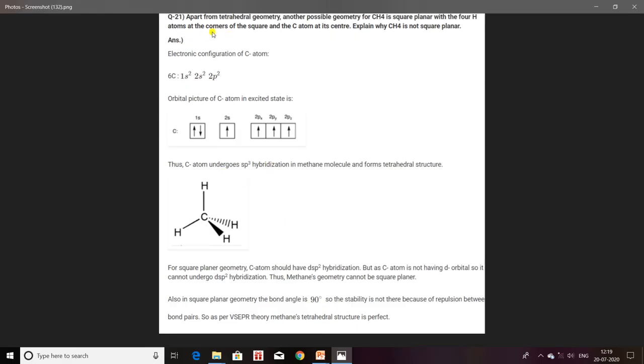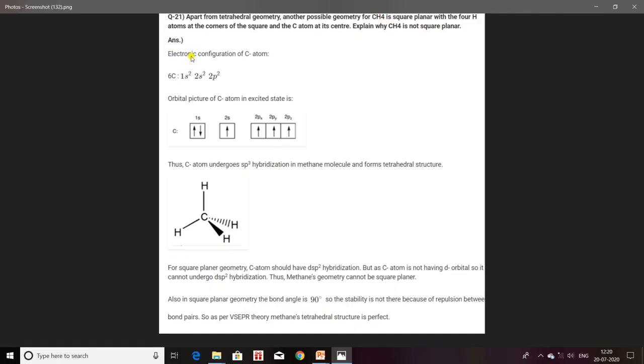Question number 21. Apart from tetrahedral geometry, another possible geometry for methane is square planar, with the 4 hydrogen atoms at the corners of the square and the carbon atom at its center. Explain why CH4 is not square planar. That means the 4 hydrogen bonds are present here, here, here and here, making a square. So why is square planar not possible for the methane molecule?